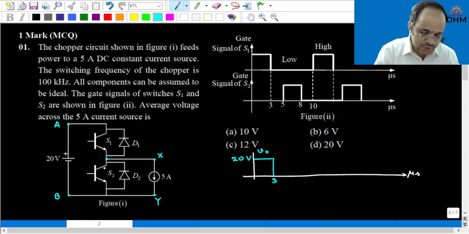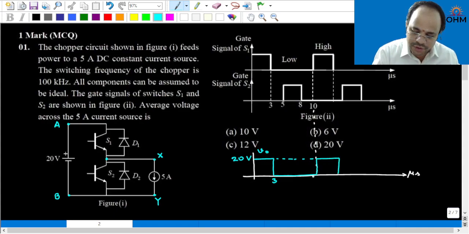So whenever S2 is turned on, what happens? The X terminal will be directly connected to Y, and hence it is simply something like a freewheeling action. Therefore, the voltage between the XY terminals becomes 0. So from 5 microsecond to 10 microsecond, we will not get any output voltage. Again, the same waveform will repeat periodically in the next cycle. So one cycle time is 10 microsecond.